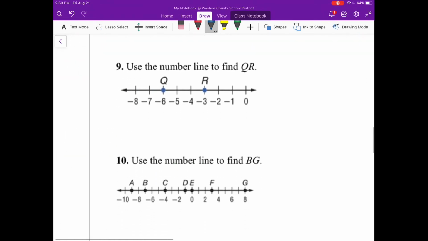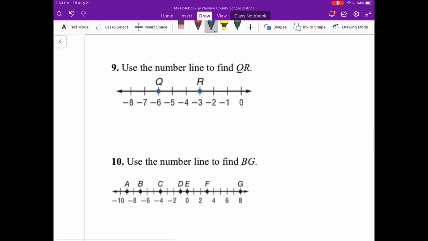All right, for number 9, we're using this number line to find QR. So first thing I want to do is identify where QR is. And because it's in the number line, I have 2 ways to do this. The easiest way here is to literally just count how many jumps it would take you to go from Q to R. So 1, 2, 3. Okay, so QR equals 3.